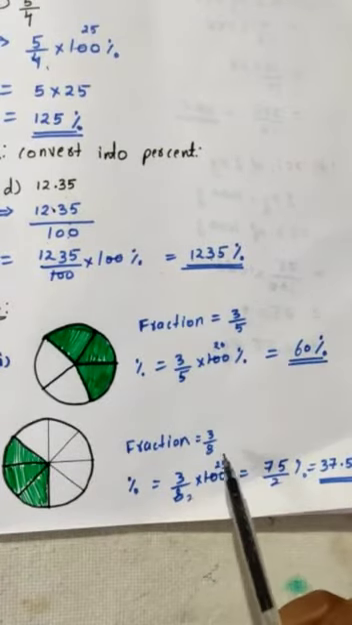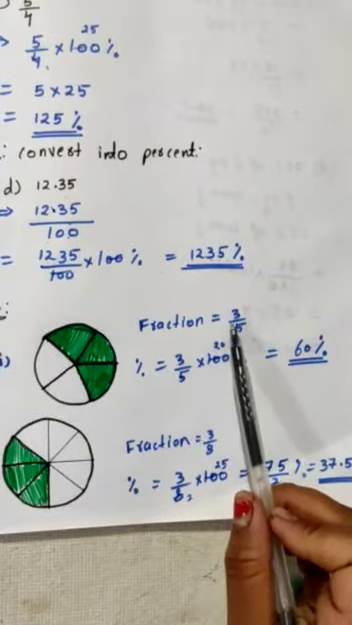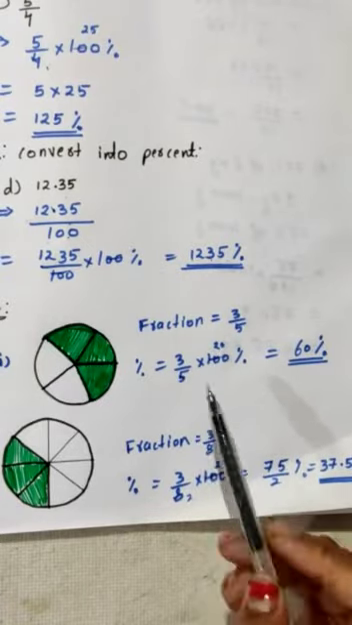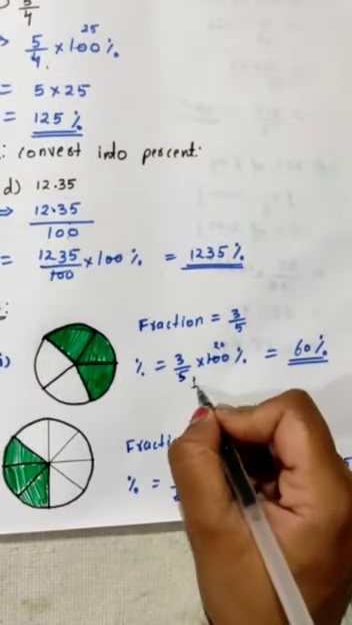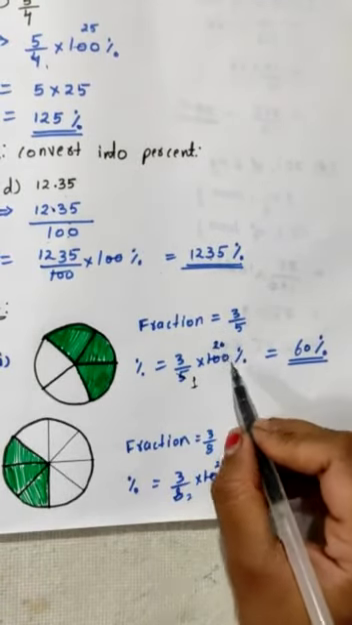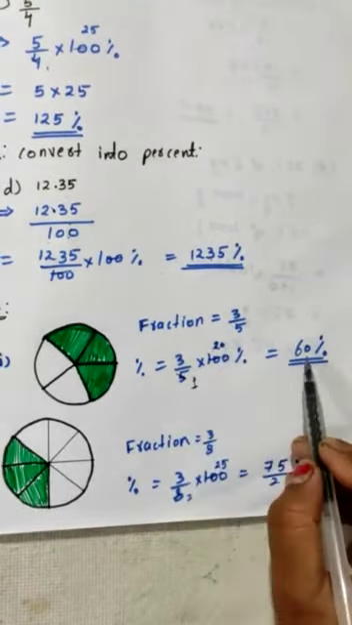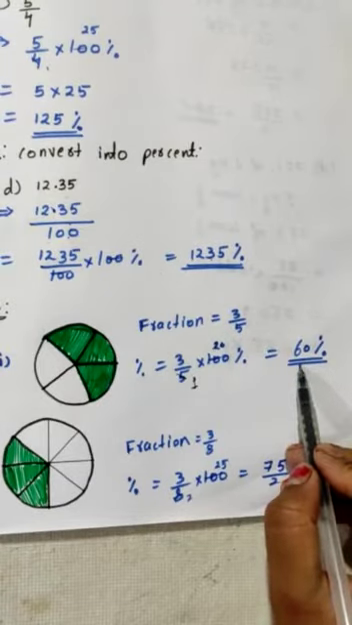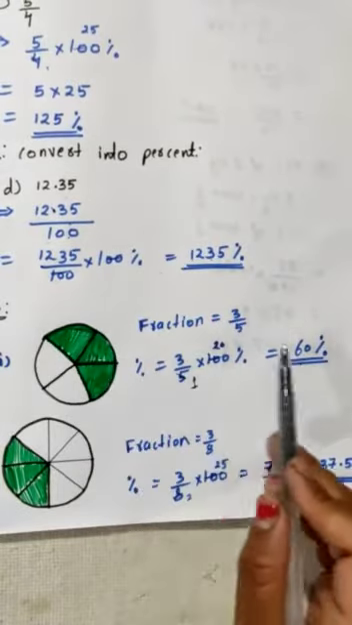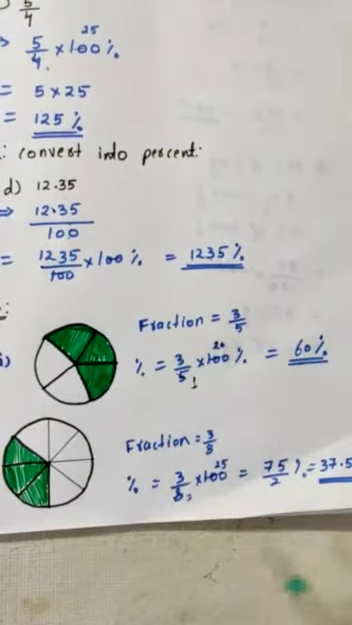Now you have to convert 3/5 into percentage. You will just multiply 3/5 into 100. 5 ones are 5 and 5 into 20 is 100. So 20 into 3 will give you 60. So it is 60%. That means 60% of the part is shaded.